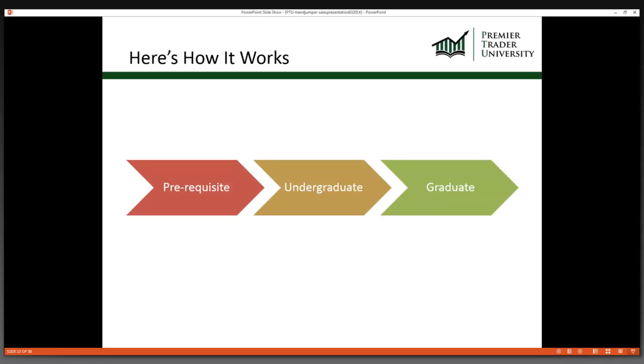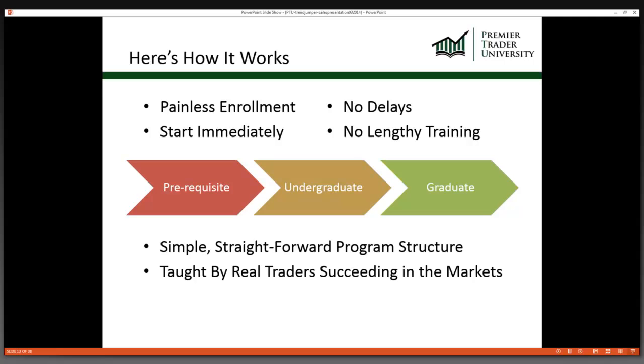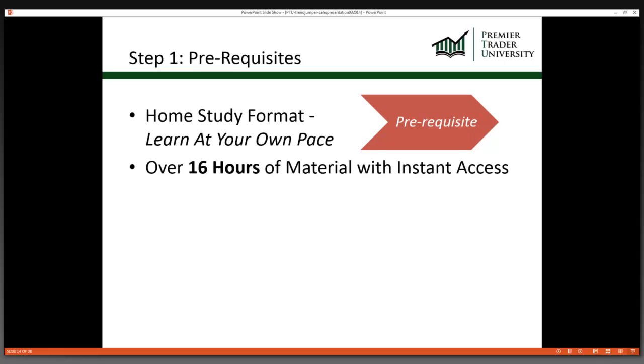What we do is break it down just like a university would. We have what we call our prerequisite training, the undergraduate portion, and the graduate portion. And I basically want to take you through the details of what is covered in this and what we'll be sharing during each part of this.